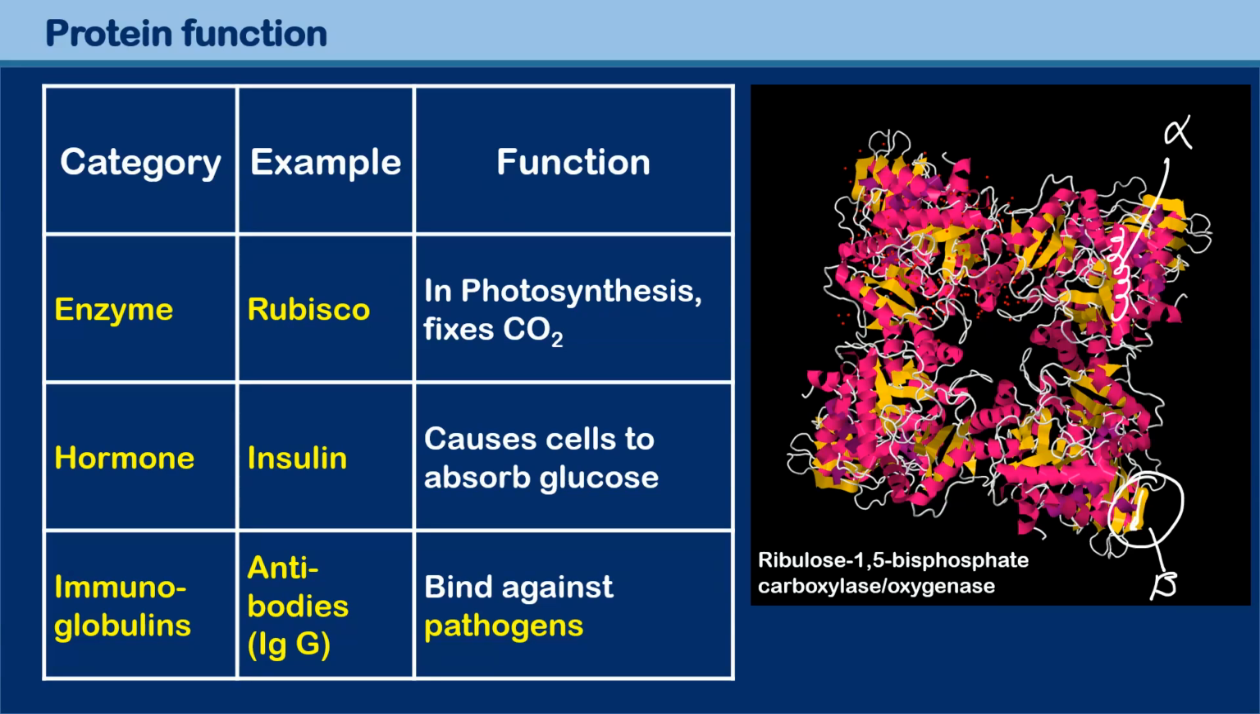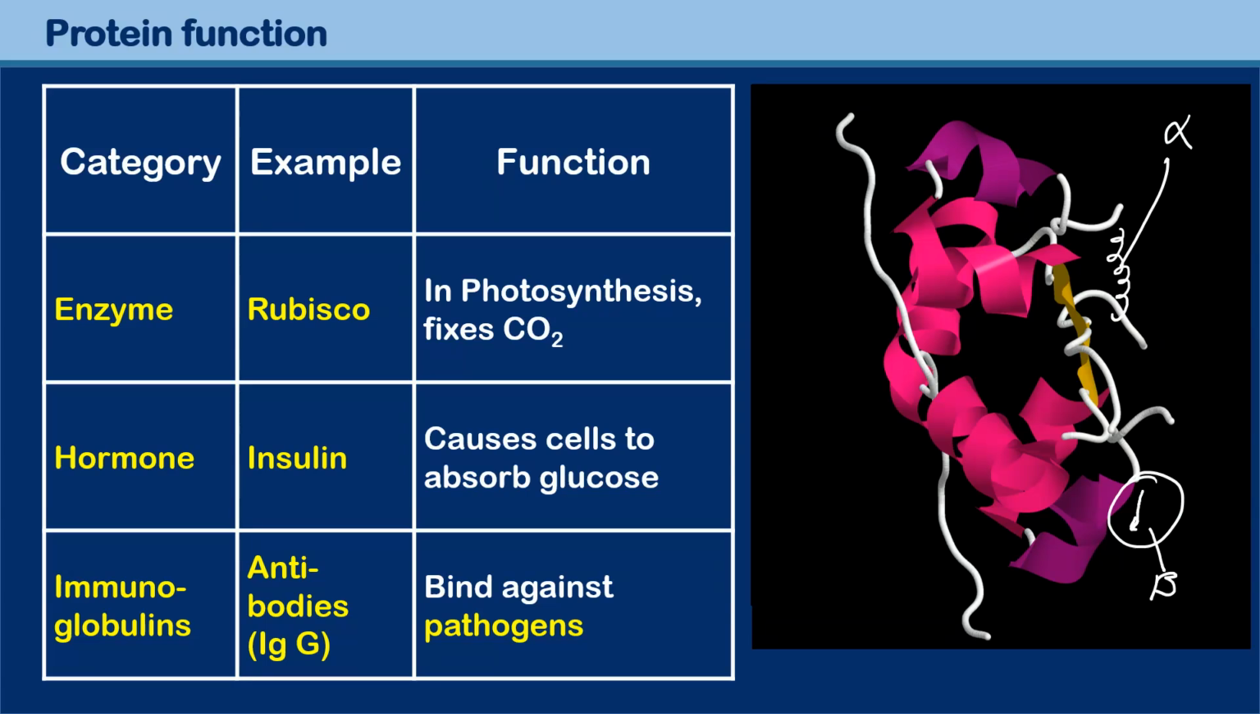So, second example is the hormone insulin. So, the category is a hormone. An example would be insulin. It causes cells to absorb glucose. And so, the pancreas releases insulin as a hormone, and basically this insulin then tells the cells to absorb more glucose. And I also have a picture of that.